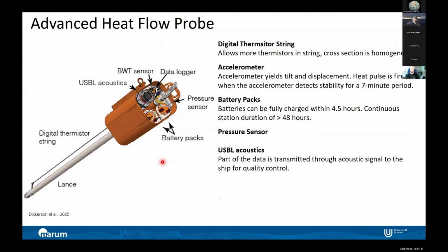Other probes don't have online views of the data, so you are, let's say, blind at the seafloor. You make a set of measurements, then you retrieve the probe onto the ship, and then you download the data, and only then can you see the data. You don't know how much data you collected during your survey. So this is a really nice advantage that the US heat flow program has built.